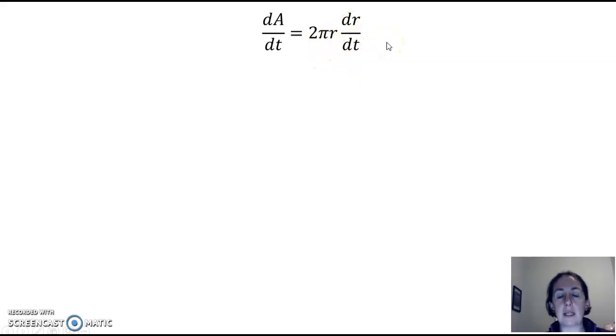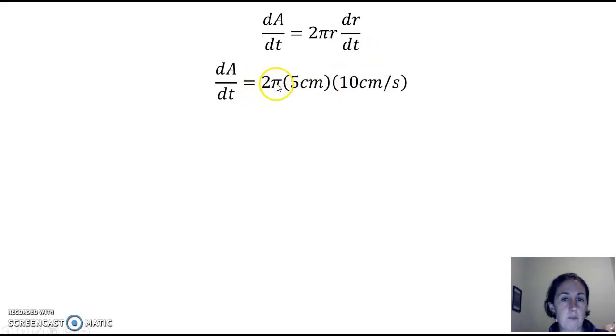And so now we're ready to say, okay, I want dA/dt when r was 5, and we knew that dr/dt was 10. So I'm going to throw some units in here. 2 and pi are just 2 and pi. The r was measured in 5 centimeters, and dr/dt was 10 centimeters per second. So when I put this all together and I take my 2 times pi times 5 times 10 and my centimeters times centimeters squared, I get that dA/dt is 100 pi centimeters squared per second.